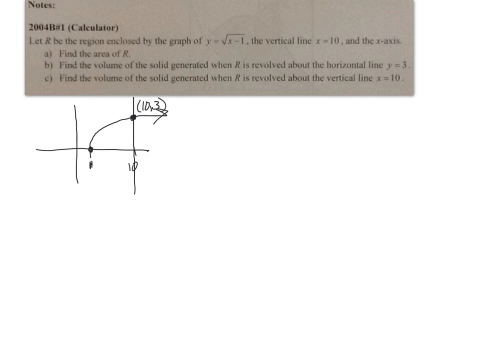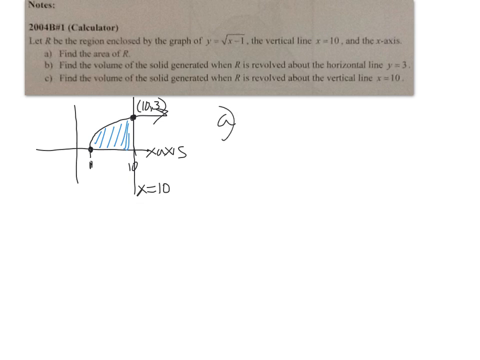This is not a function. This is definitely not going to pass a vertical line test. x equals 10, where the two equations meet. And then we've got the x-axis as the other border. So the region that we're talking about here is this region shown. So we are to find the area of that for part A.